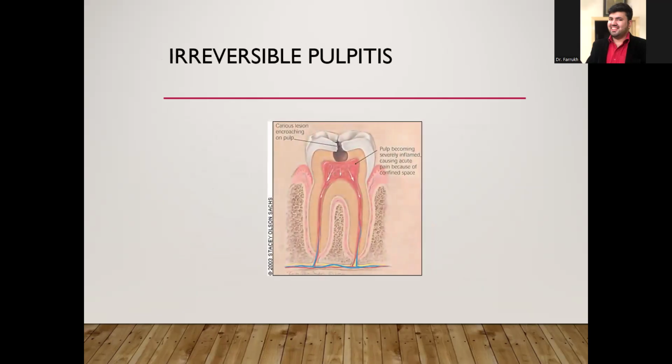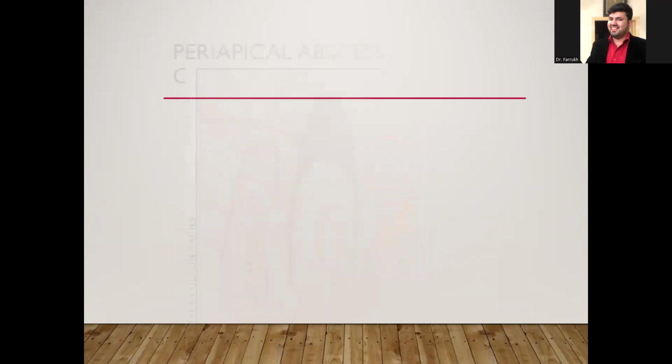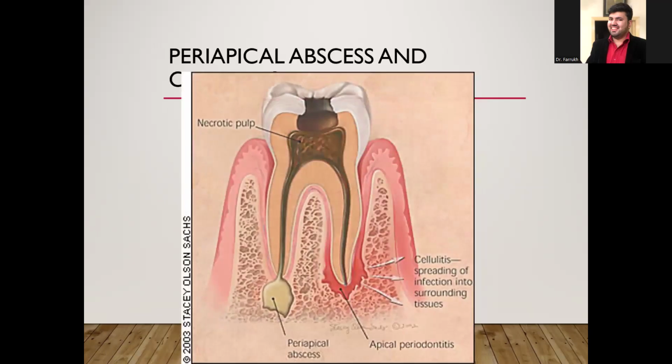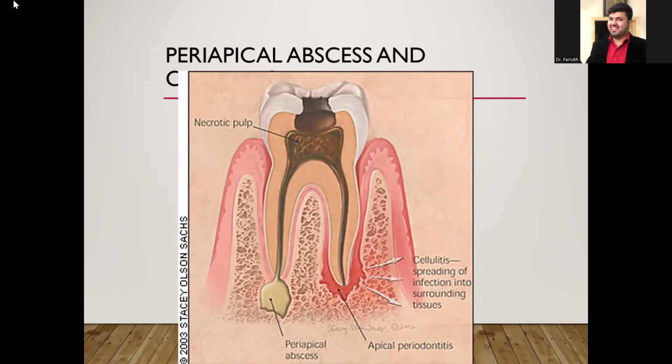This is the picture. You can see the caries lesion approaching the pulp, and the pulp becoming severely inflamed, causing acute pain because of the confined space. So it is causing irreversible pulpitis. This is a periapical abscess and cellulitis. It started with caries. The pulp became necrotic, then it spread to the periradicular tissues, causing periapical abscess and apical periodontitis, and causes cellulitis, spreading of infection into the surrounding tissues.